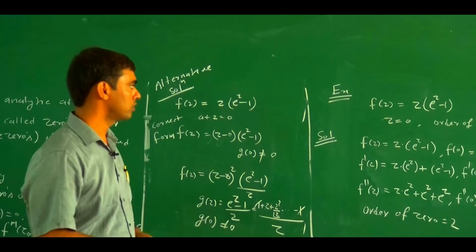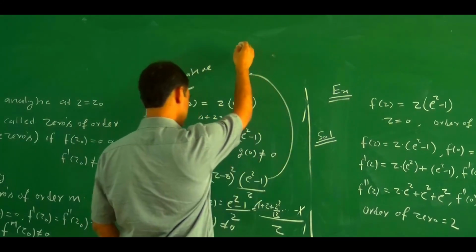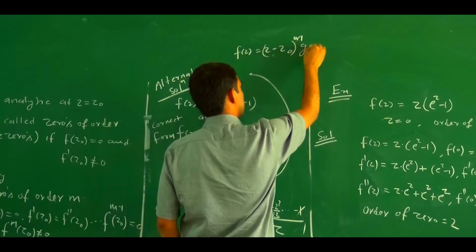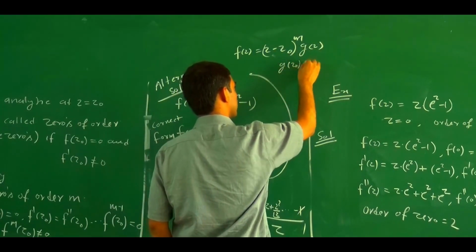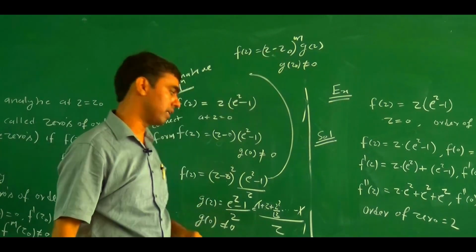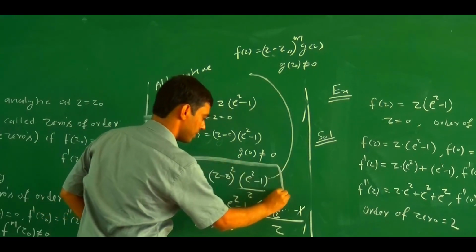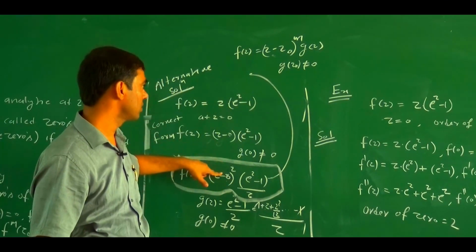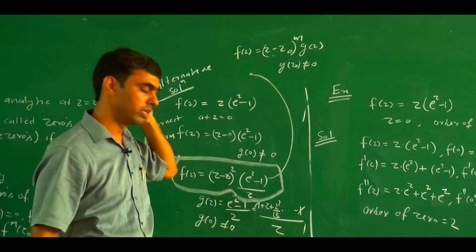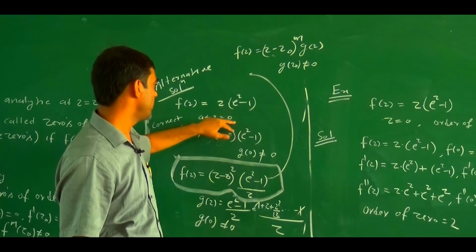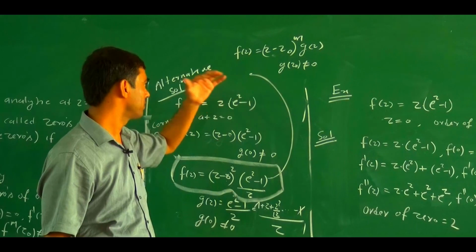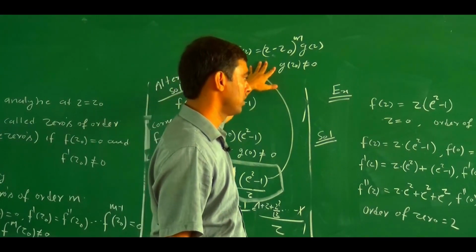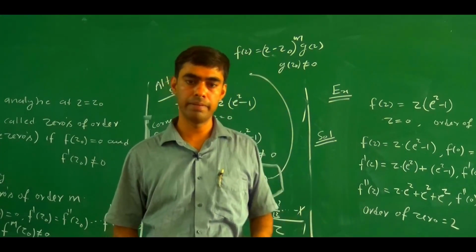So if we compare with the standard result, f(z) equals (z minus z0) to the power m times g(z), provided g(z0) does not equal 0, then what is the order of our zero? The order of the zero is m. So if we compare, what is the value of m? The value of m is 2. So the order of the zero is 2, because the value of m is 2 and g(z) equals this one, and g(z0) does not equal 0. So either we write in this form or with the help of the derivatives, in both ways we decide what is the order of a zero.